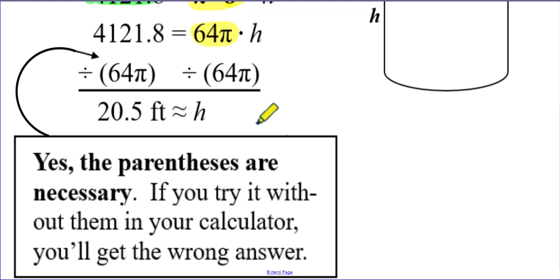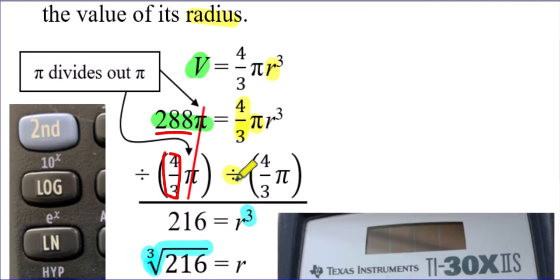But all other calculators, if you do not use the parentheses, what your calculators will do is divide by 64, then get an answer, and then take that answer times pi, which is a much bigger number than 20.5. So bottom line, when you're dividing by a product, something times pi, that's when you need parentheses. I even used it in number 1, even though the pi's divided themselves out.